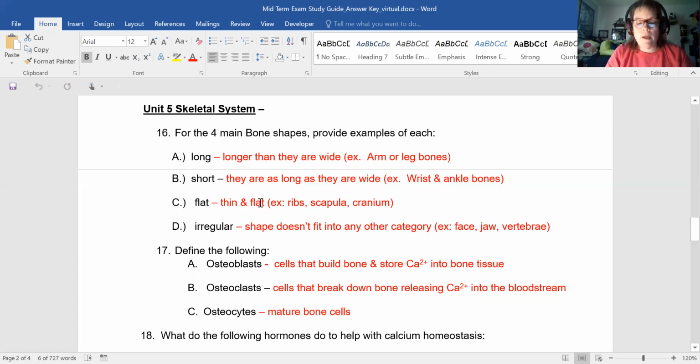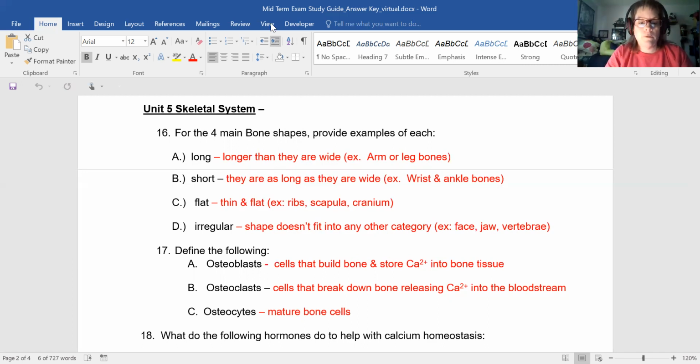Flat bones are thin and flat. Examples include ribs, scapula, cranium, so the ones that are up here, top of your head. And irregular shaped bones don't fit into any other category. An example like your face bones, jawbone, and your vertebrae.